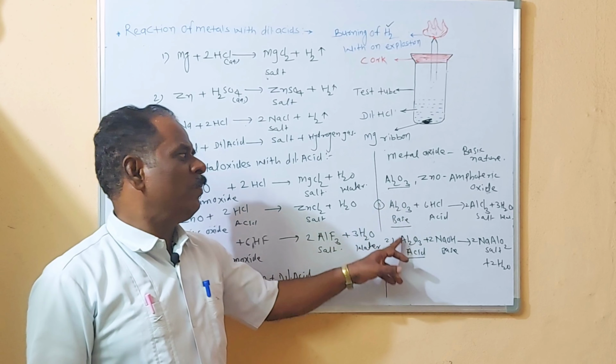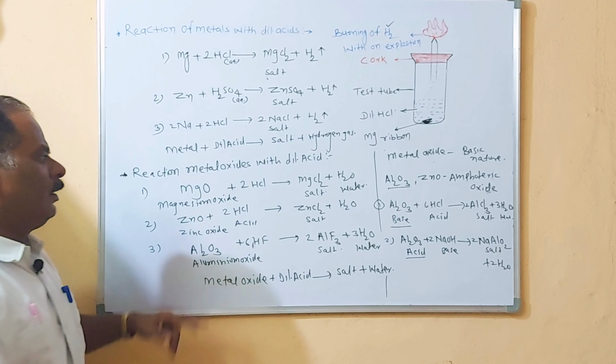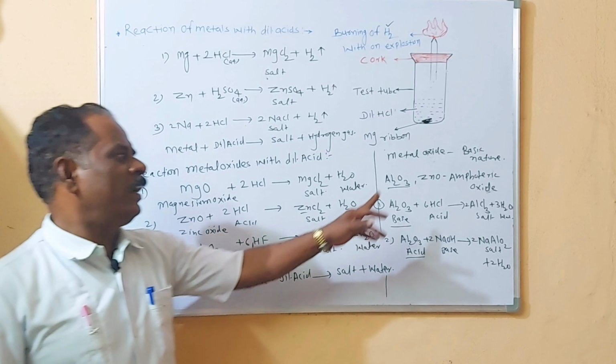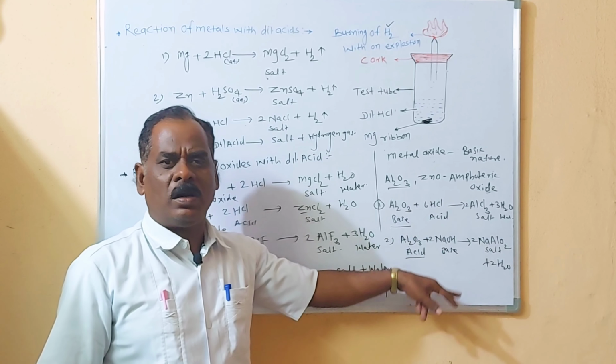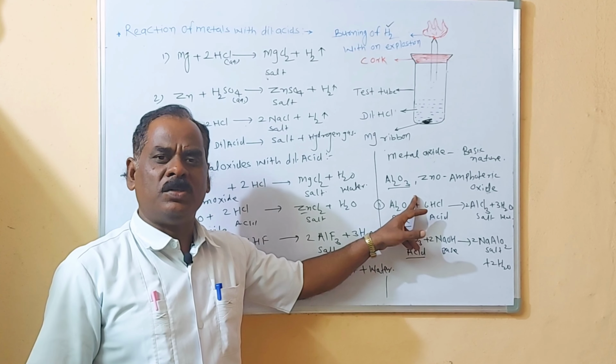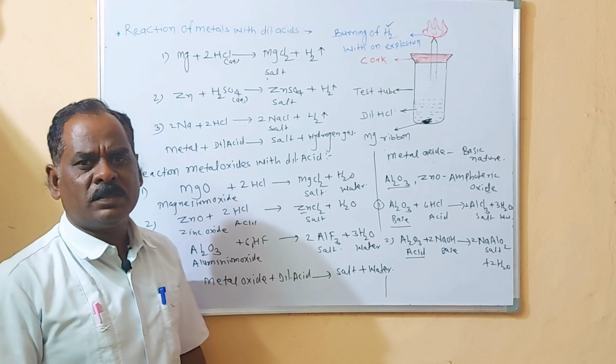The same reaction is given by zinc oxide. Zinc oxide reacts with the acid. You see here, it forms zinc chloride. If you treat zinc oxide with sodium hydroxide, it forms sodium zincate as a salt. Therefore, zinc oxide is also amphoteric in nature.